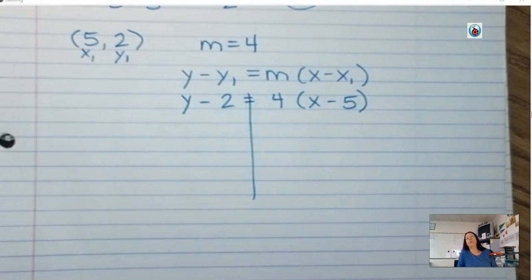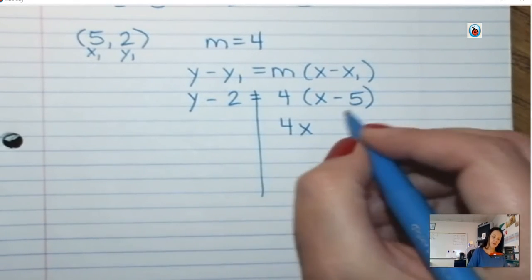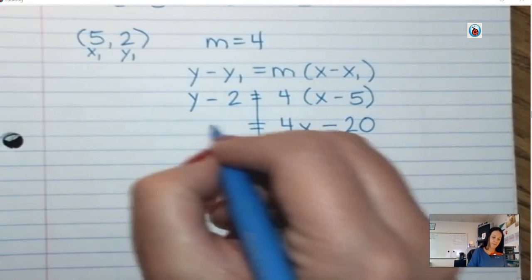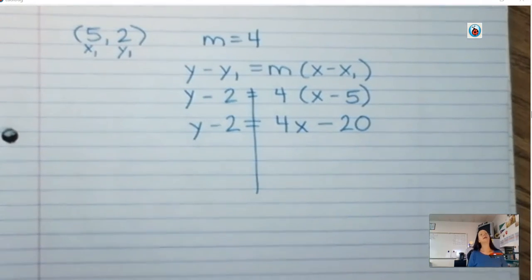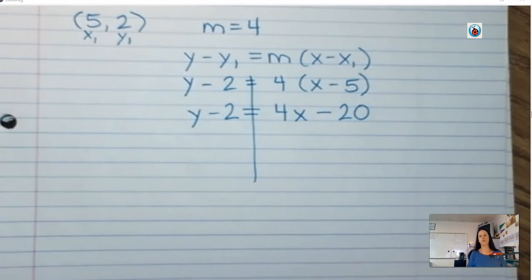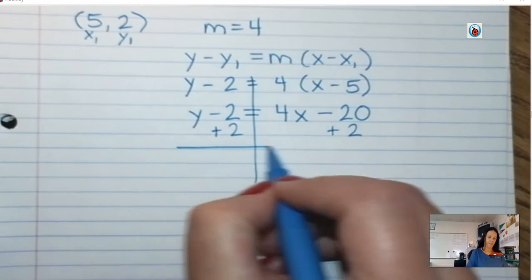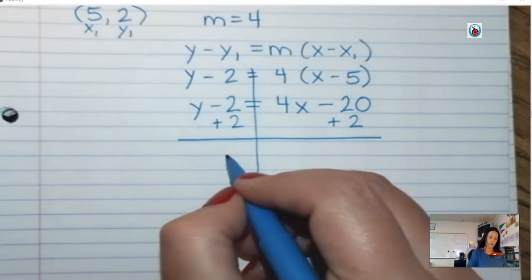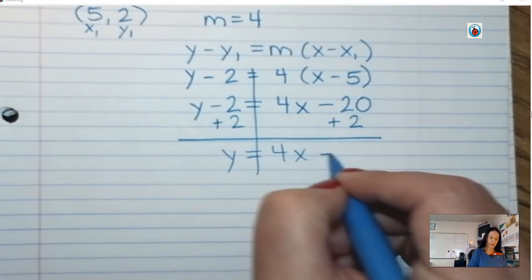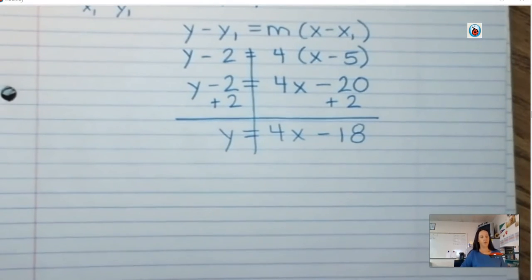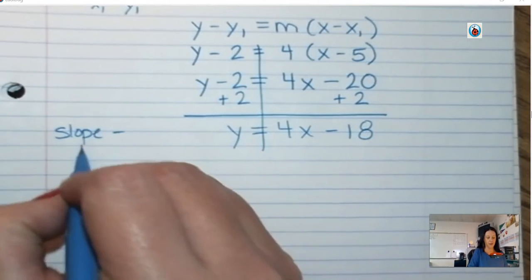Okay, next do distributive property. 4 times x, and then 4 times negative 5. Four times x is 4x. 4 times negative 5 is negative 20. And then finally, get rid of your minus 2. So to get rid of it, we add 2. So in slope-intercept, it's y equals 4x minus 18. Just so you know, because you're going to need this for today, this is your slope-intercept right now.